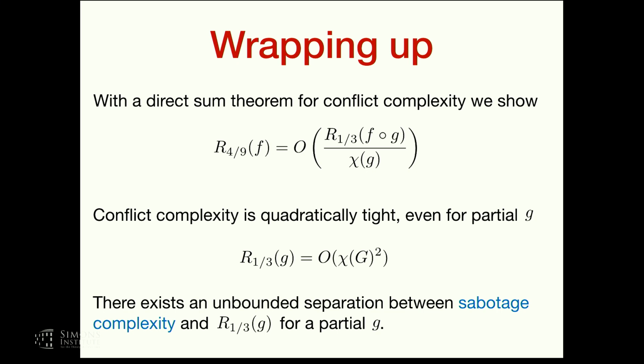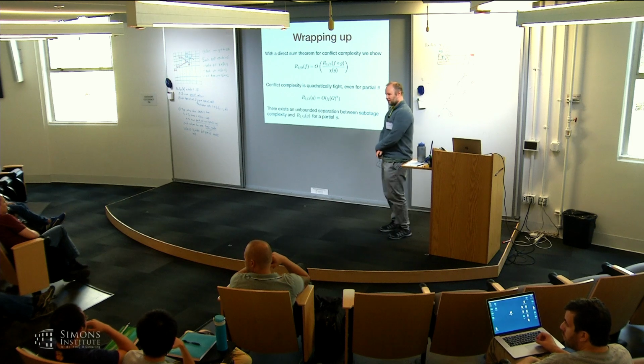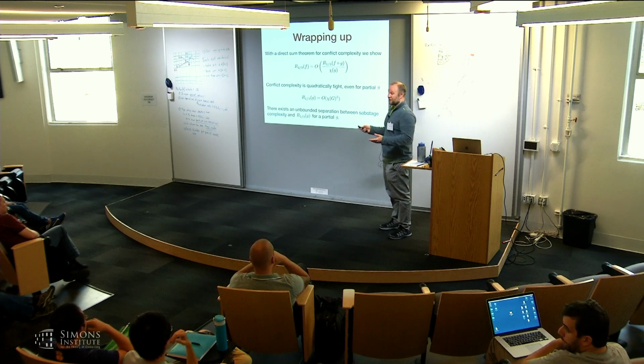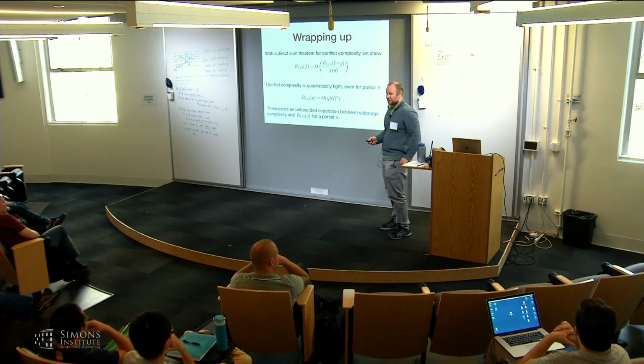What are the pros and cons of using the two measures, sabotage versus conflict? Well, using conflict allows you to extend to partial G. I don't know the relationship between conflict and sabotage, like which one is greater, but they're both quadratically tight. I think they're used in different applications. Wait, but here you're saying there is an unbounded separation for sabotage. Well, they're both quadratically tight for total functions. The conflict is also quadratically tight for partial functions.